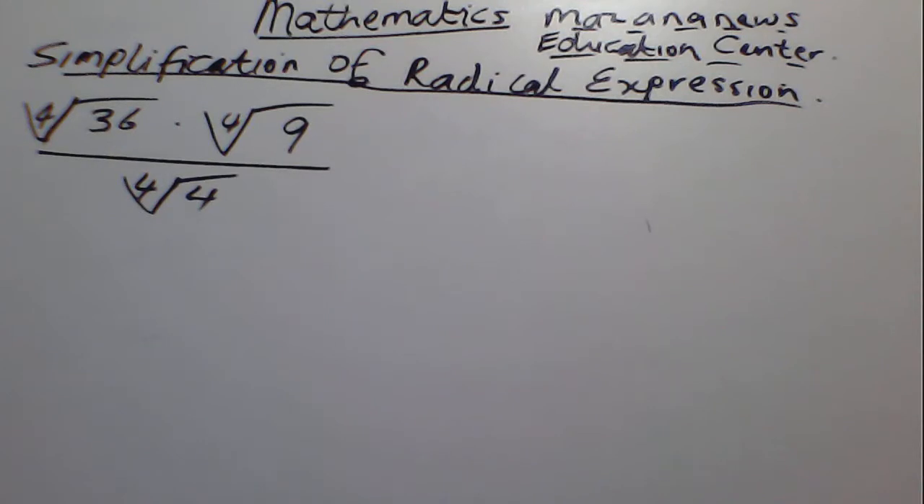Alright, good day students. As you can see, what we have today is simplification of radical expression. We have the cube root of 36 multiplied by the cube root of 9 divided by the cube root of 4. So you are required to simplify this radical expression.